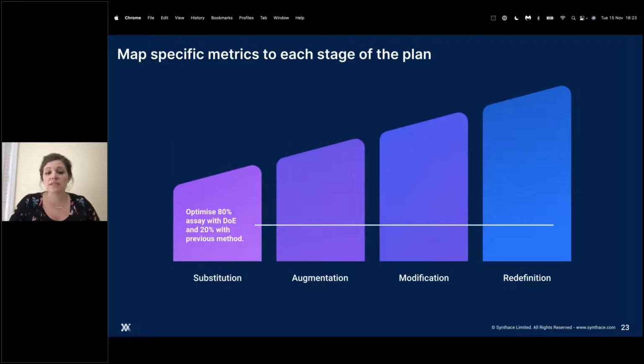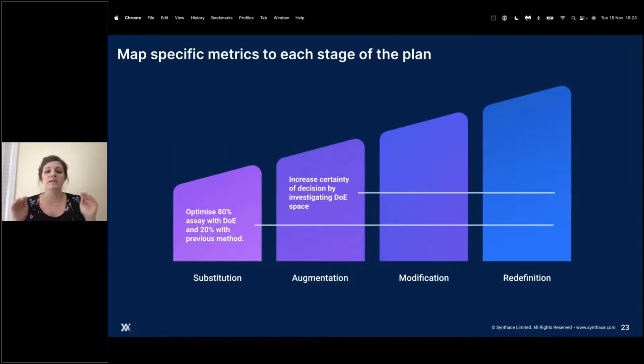Then in the augmentation phase, you might build on that by saying, right, now we want to increase our certainty of decision making by making sure we're investigating the DOE space before we go into decisions about the fate of an assay, let's say. In the modification stage, you might actually change how you do your assay acceptance criteria. So it might be that your processes for how this moves along downstream is actually going to change. That has to say, you have to have a DOE study. That's the only way we're going to accept any sort of acceptance decision. And that might be the change that you make in the modification stage and the goal that you have during that phase.